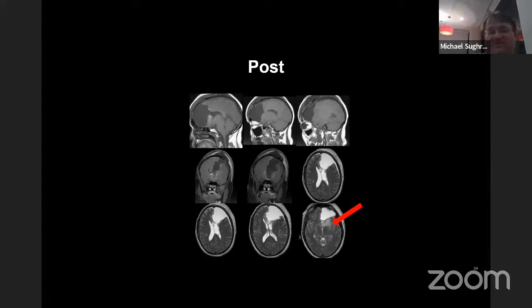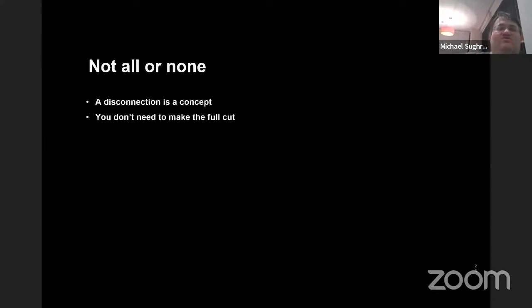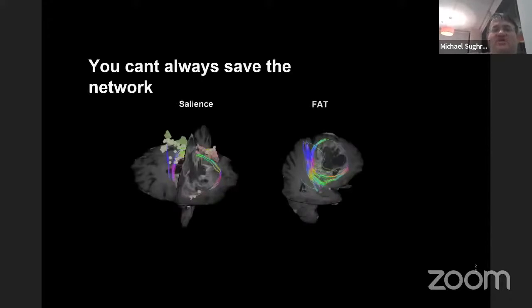So if you want to go after that, you can. I don't personally do that. And you see that immediately there's a little rind where the default mode network was. So it doesn't take a lot of work to keep the network still connected. So ultimately, it's a concept. And sometimes it's a concept that you have to break.